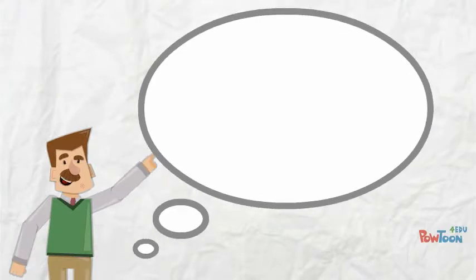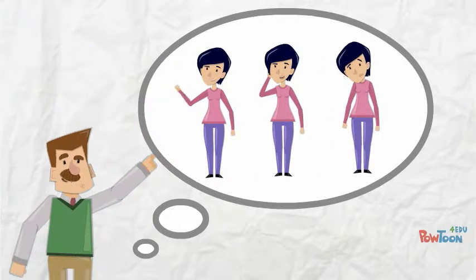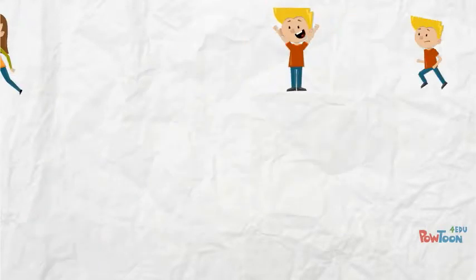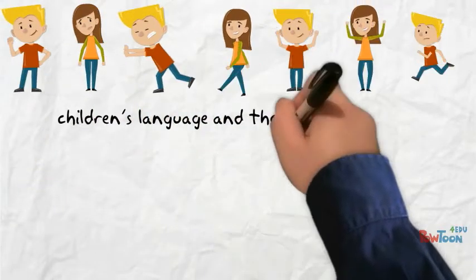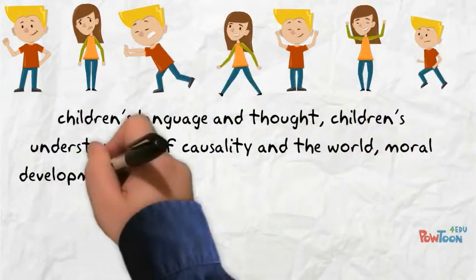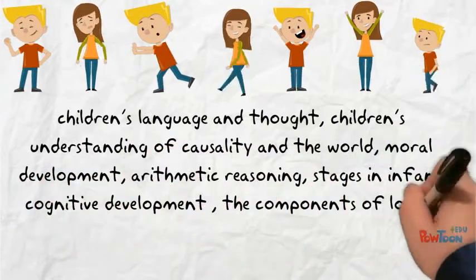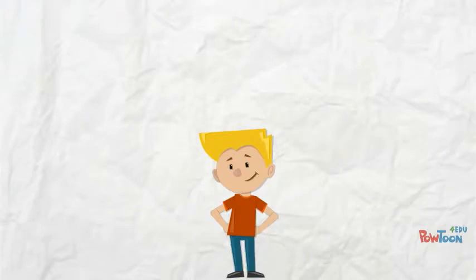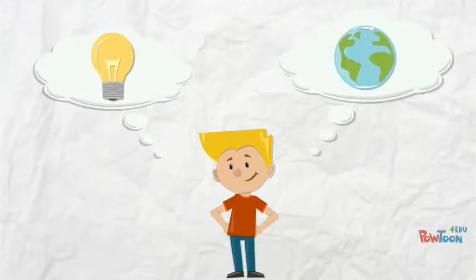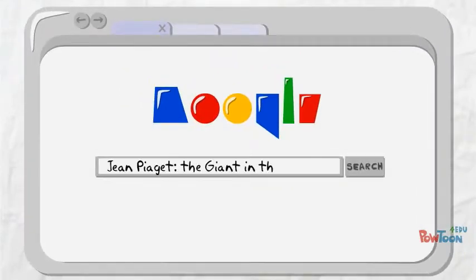Piaget's goal was to discover the characteristics of natural logic, such as the logic of the acting, speaking, reasoning individual in all of its various forms. He addressed the areas of children's language and thought, children's understanding of causality and the world, moral development, arithmetic reasoning, stages in infant cognitive development, the components of logical thinking, and analysis of pre-logical thinking. Jean Piaget's work demonstrated ways that young children organize their experiences and think about the world, and that is why he is known as the giant in the nursery.